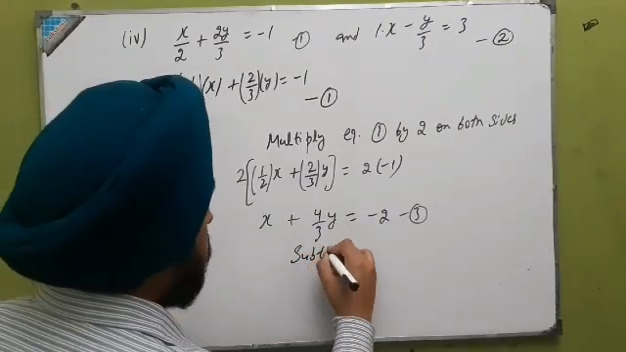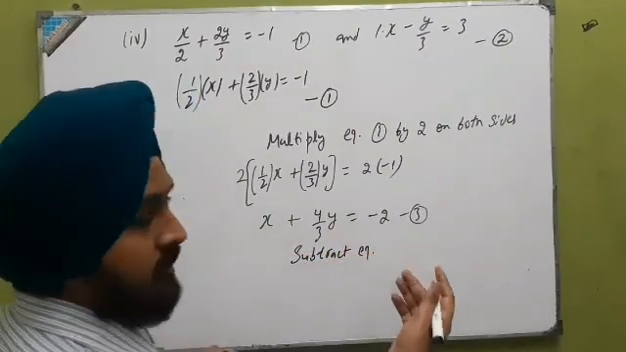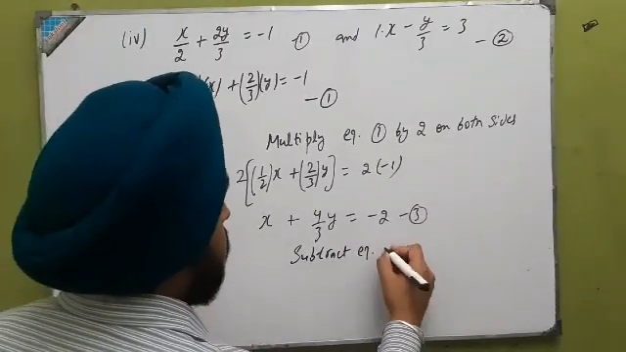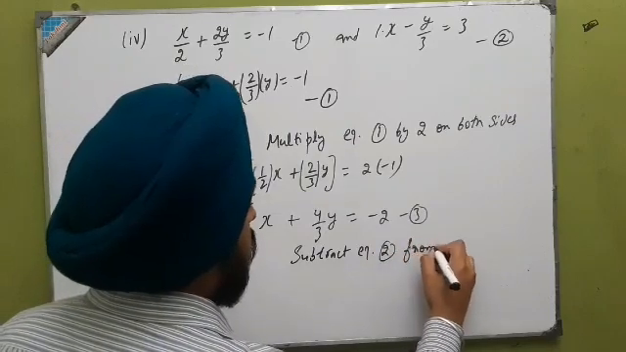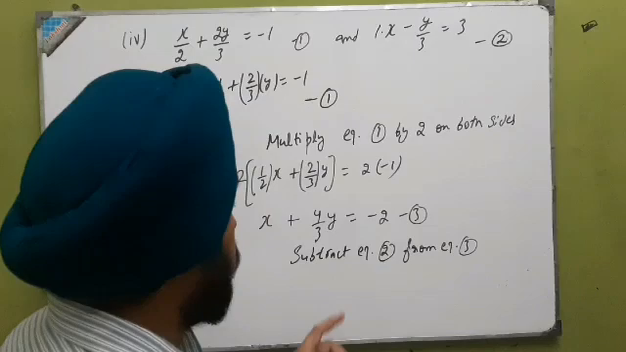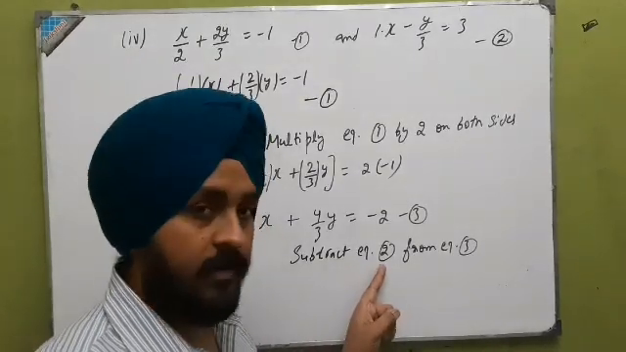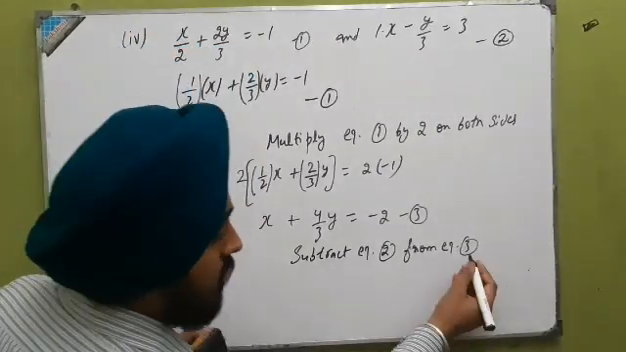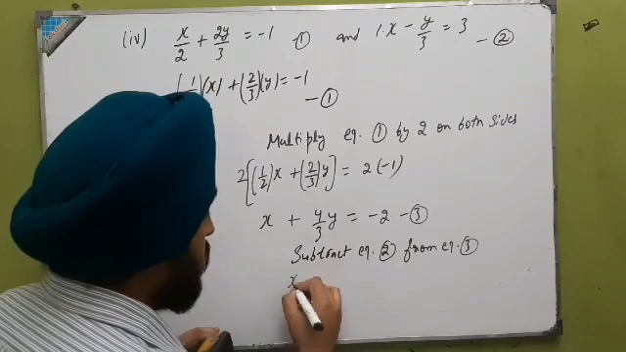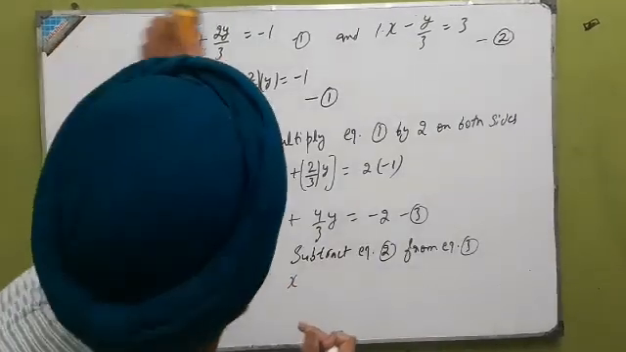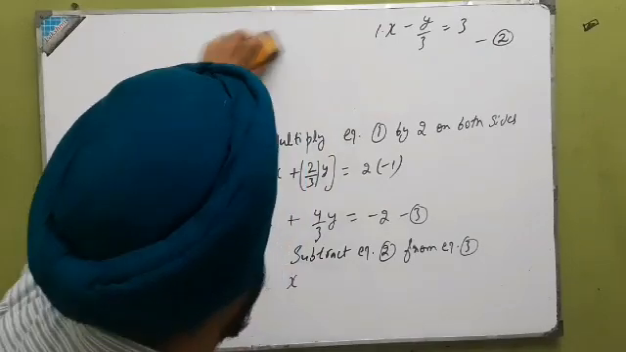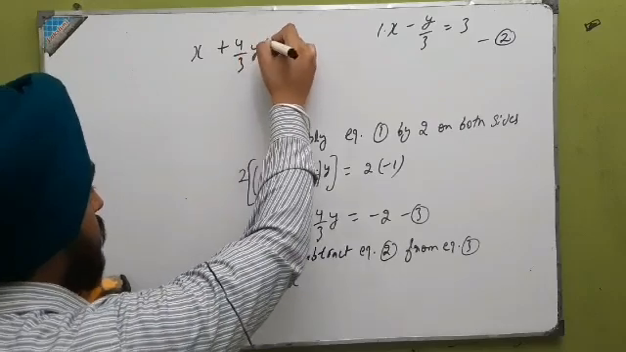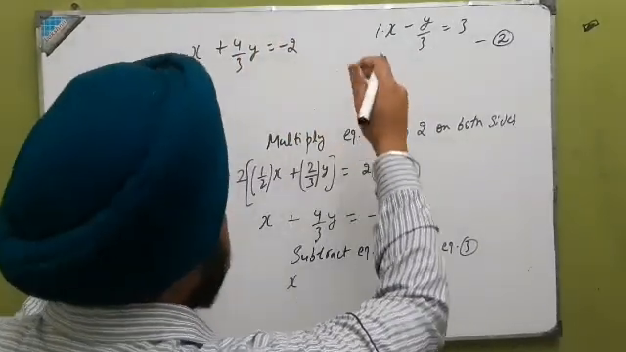Right, here subtract. You can subtract any one equation from another. I am subtracting equation 2 from 3. Subtract equation 2 from equation 3. So remember which equation you are subtracting; that equation's signs you have to change. From the third we are subtracting, so write the third equation first. x plus 4 over 3 y is equal to minus 2. That is equation number 3.